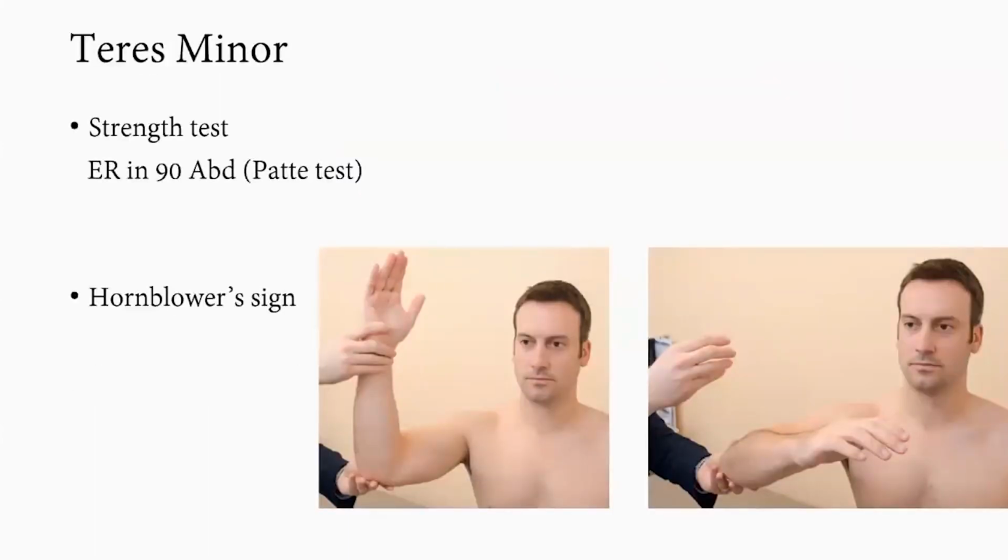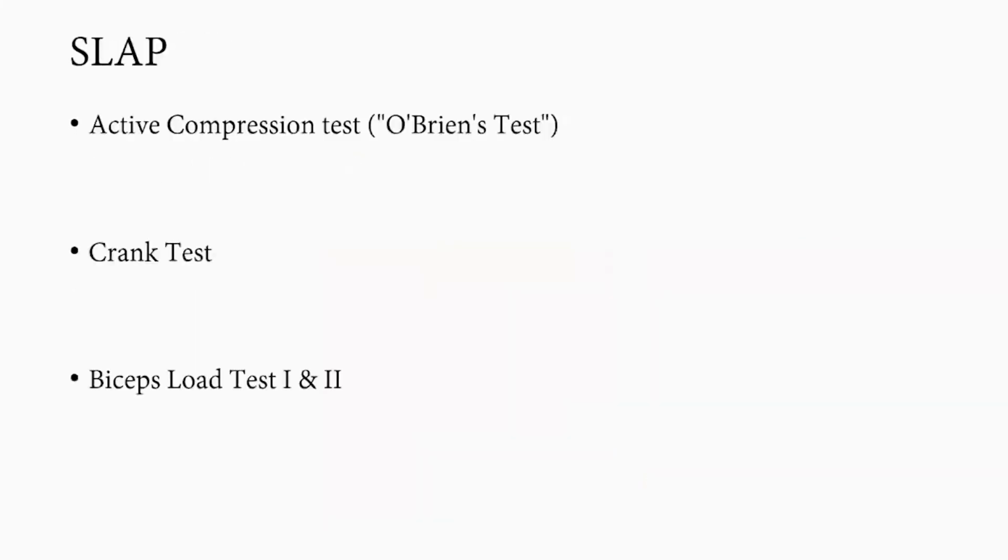Teres minor can be tested as external rotation in 90 degrees of shoulder abduction, and the lag test here is the hornblower sign. The arm is brought in 90 degrees of abduction and 90 degrees of external rotation, and the patient is asked to maintain this position. Failure to do so is a positive hornblower sign.